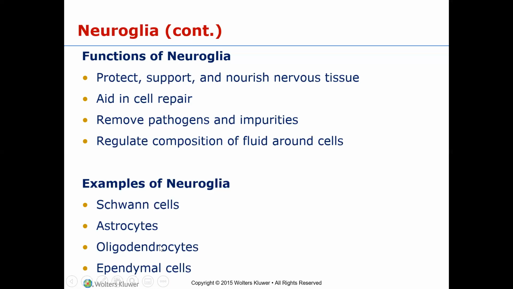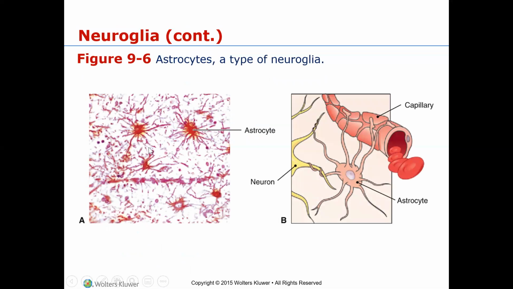Oligodendrocytes are actually found in the white matter of the central nervous system, and they serve as a type of neuroglial cell as well. So they, as I said, continue to multiply throughout our life. And then, of course, we have these ependymal cells, which are in the central nervous system. Here are some of those astrocytes, and they are like filler between the neurons. So here is a neuron, there's an astrocyte, and there's a capillary.